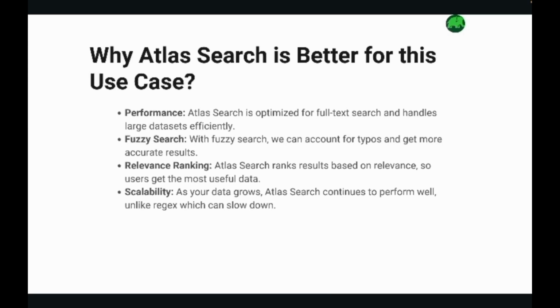The third point here is relevance ranking. Atlas Search ranks results based on relevance, so users get the most useful data. Last point to discuss is scalability. As your data grows, Atlas Search continues to perform well, unlike regex, which can slow down. If you are still using regex for full text search, I highly recommend switching to Atlas Search, especially if you're working with large collections or need better search accuracy.